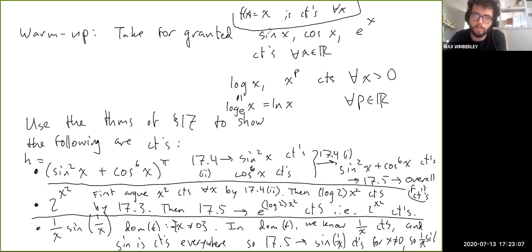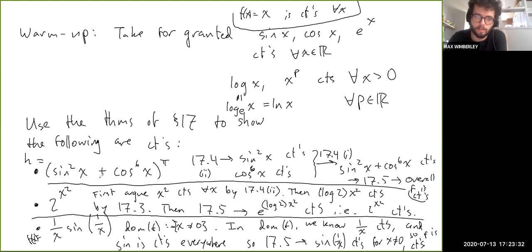And then 1 over x sine of 1 over x. Oh, yeah, ran out of space. Okay, whatever. If we call this f, then f is continuous. That's by one more application of 17.4, right? So we just multiply sine of 1 over x by 1 over x, and we'll get a continuous function that way.